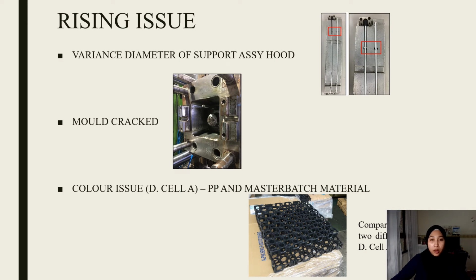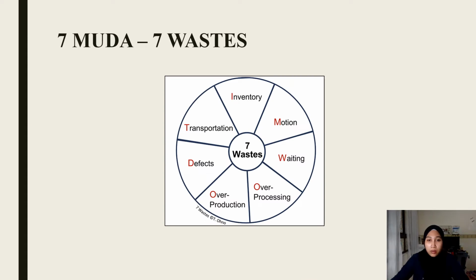Next, this is a part of rising issues that have occurred, which are variance in diameter of support AC hood as it did not match into the jig properly, mold crack because of weakness in monitoring of the machine, and color issue of GCLA because of addition of master batch. 7 muda is a key concept in the Toyota production system. Under the lean manufacturing system, 7 wastes are identified as overproduction, inventory, motion, defects, overprocessing, waiting, and transport.